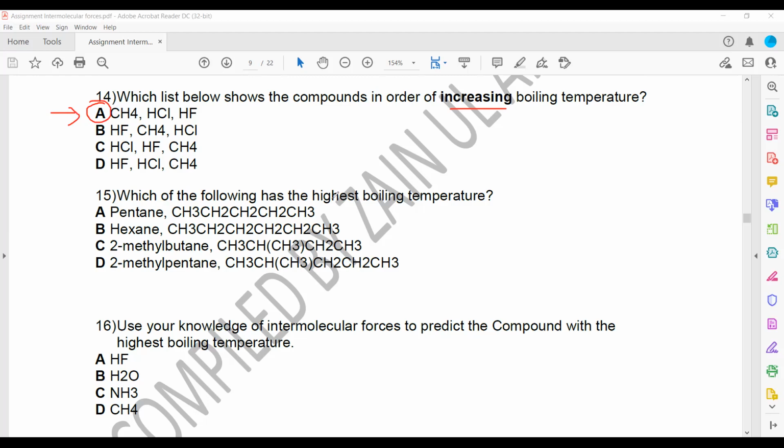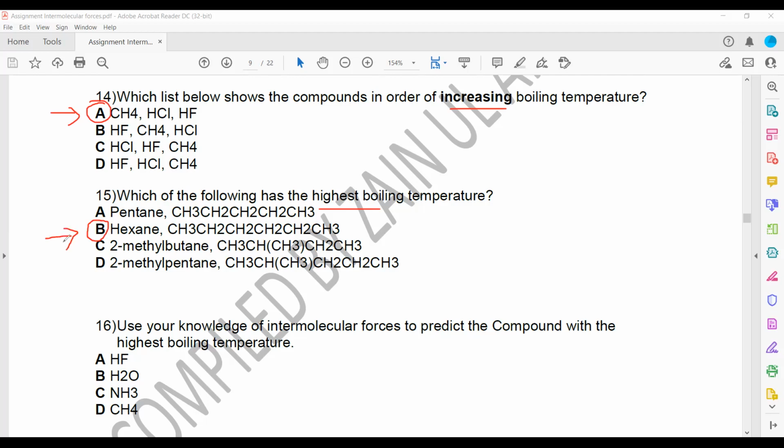Then, which of the following has the highest boiling temperature? Pentane, hexane, 3-methyl. Whenever we check the boiling point, we should first check the number of electrons, or the number of atoms which have electrons. All are carbon and hydrogen atoms, so we check the total number of carbons: 1, 2, 3, 4, 5, 6 carbons here, 5 carbons, 6 carbons, and 5. So this will have the highest boiling point because of the greater number of carbons and no branches.